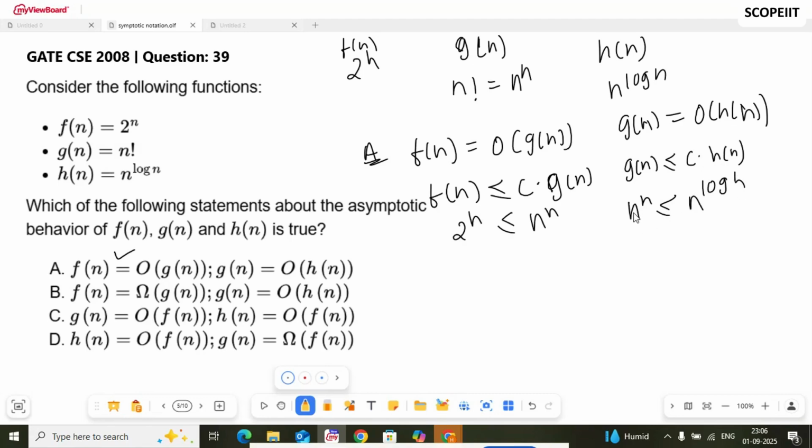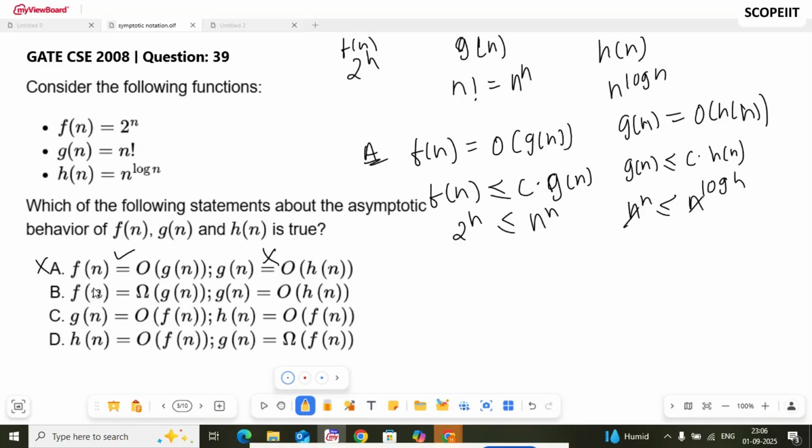Okay, so now here you can see the denominators are the same. So if we compare n, is n less than or equal to log n? No, n is greater than log n. So here the second condition is not satisfied. Hence I can say that option A is not correct.